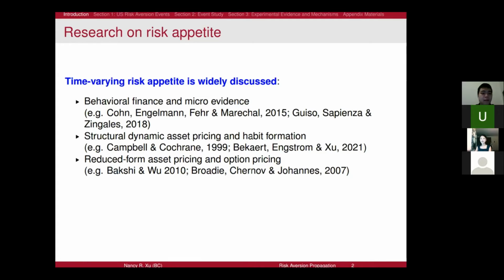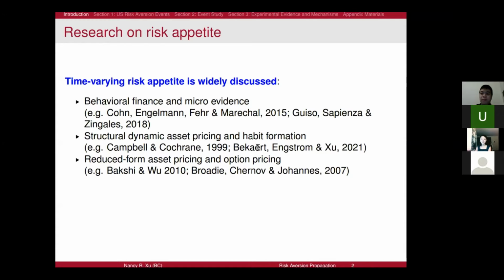For decades, the time variation in investor risk appetite has been widely discussed and examined, including the work I just showed in the first slide. But just to have a bigger picture, the behavioral finance literature, with micro evidence using surveys or experiments, has shown that risk aversion is time varying and countercyclical, meaning it is high during bad times, right? That's quite intuitive. And there's another branch from the structural asset pricing framework, where we have the habit formation model assuming time-varying relative risk aversion.